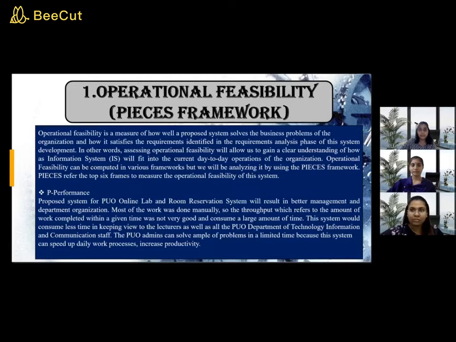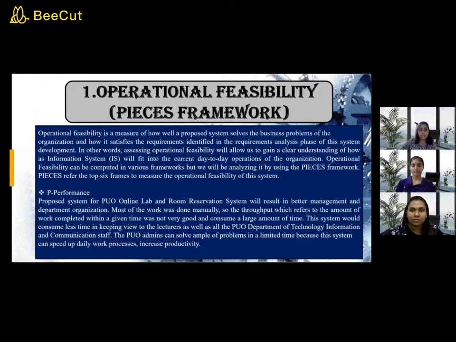In other words, assessing operational feasibility will allow us to gain a clear understanding of how an information system will fit into the current day-to-day operation of the organization. Operational feasibility can be computed in various frameworks, but we will analyze it by using the PIECES framework. PIECES refers to six frames to measure the operational feasibility of the system. The first one is performance.